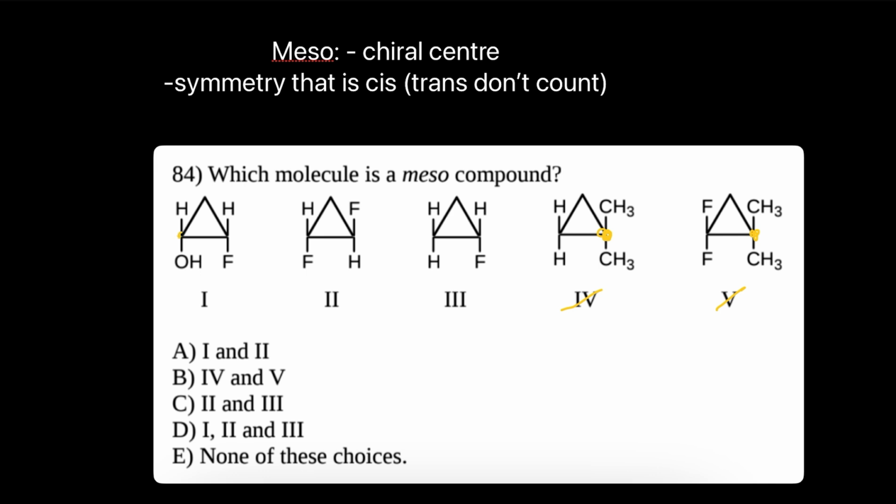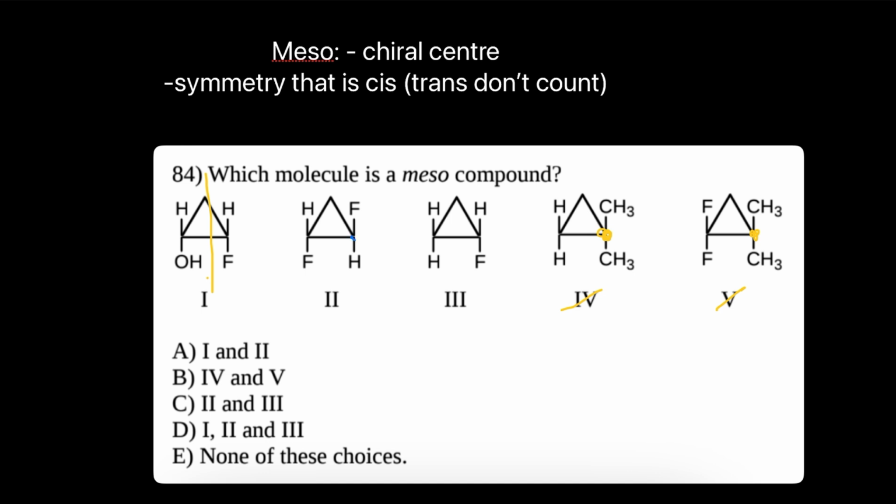There is a chiral center, there are 2 chiral centers, so then we think, is there a plane of symmetry? If we divide this in half, there is no symmetry because one side is fluorine, the other side is OH. So then what about 2?